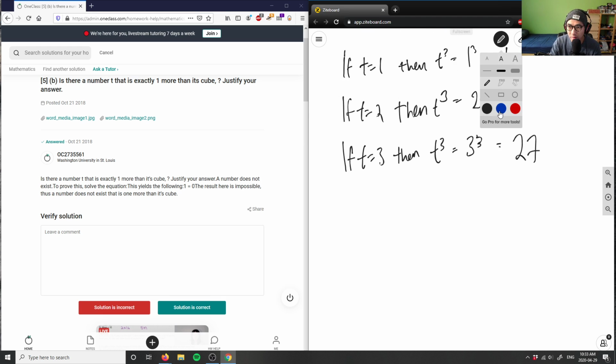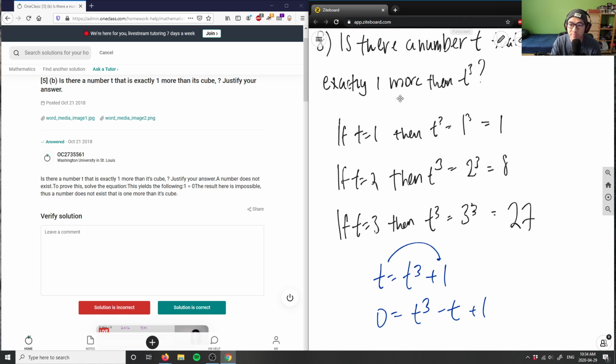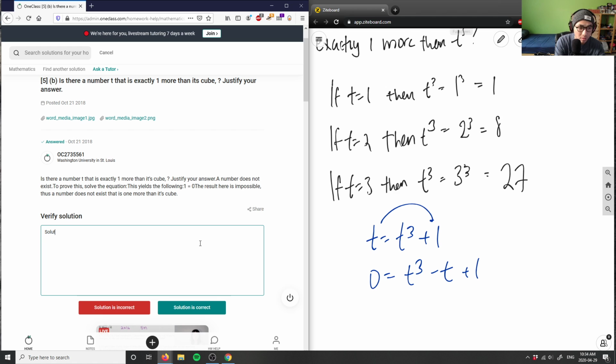We could do this trial and error thing, or we can create an equation. We can say, is there a number t such that t equals t cubed plus 1? We can solve this by taking t to this side, so I have 0 equals t cubed minus t plus 1. Then you would solve this to figure out if it actually has a solution, and you realize it's not factorable. This would probably be a grade 12 question, so don't worry if you don't get this problem, but you can use trial and error with exponents. We know our exponents, so we can use this to prove it. So this solution is correct.